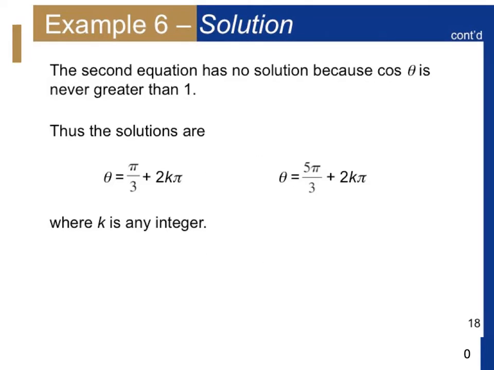Okay, so we take those two basic solutions, we're trying to get cosine equal to 1 half, and add multiples of circles, right? So pi over 3 plus 2k pi, and then the other solutions are 5 pi over 3 plus 2k pi. Now we don't have any other solutions because the other one was cosine of theta equals 3, and that's impossible, right? We have no solutions to that. So we only had cosine of theta equals 1 half as solutions that we could actually get.